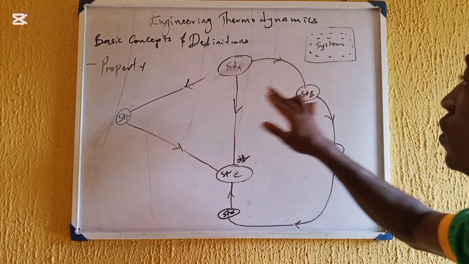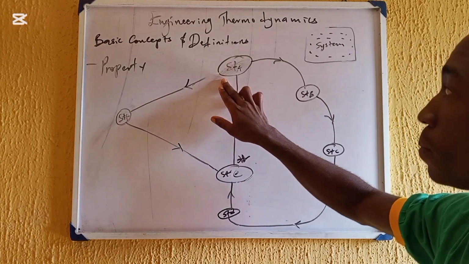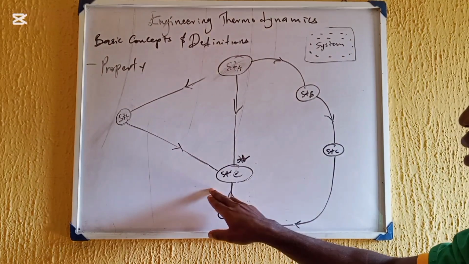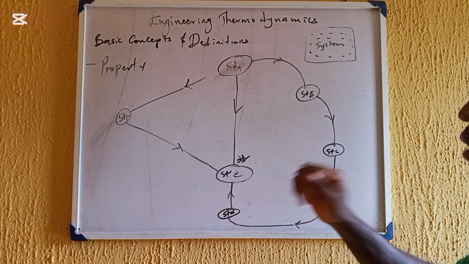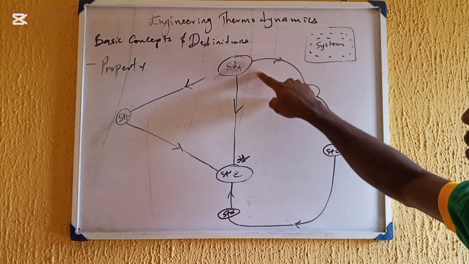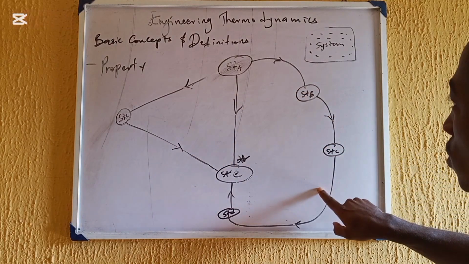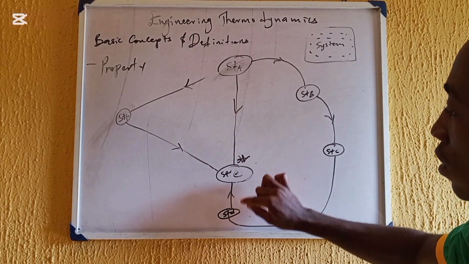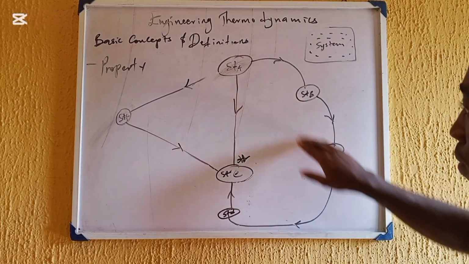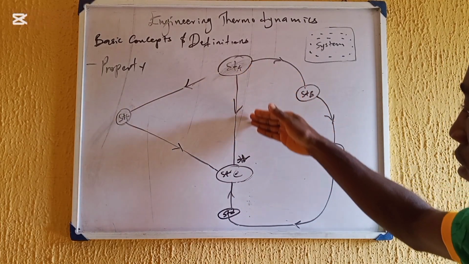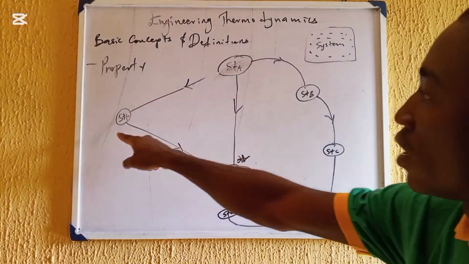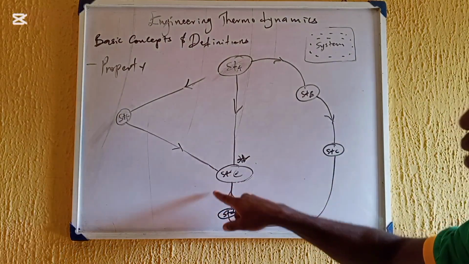Now, for example, here's a system. It was initially at state A. Then it eventually arrived at state E. But we have three different paths. Here is the first path, comprising different processes. Then it arrived at state E following this path. We also have another path that goes directly to state E. Then we have another path getting to state F before arriving at state E.